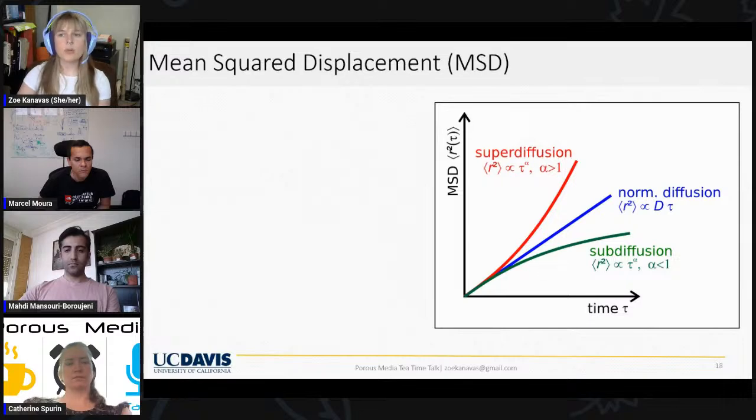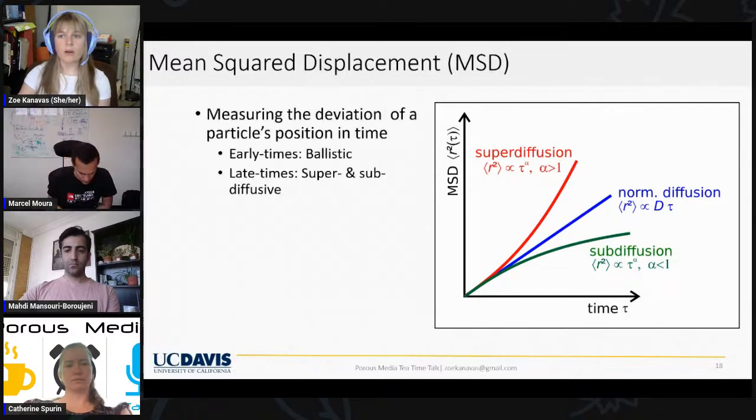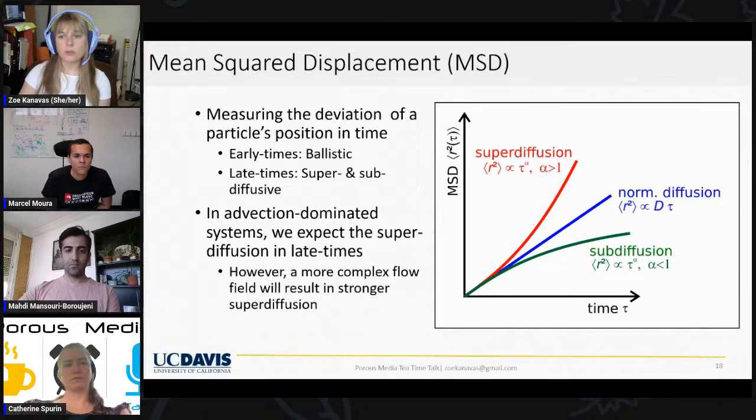Now, we will continue probing the transport features in this system with the mean squared displacement, a measure of the deviation of a particle's position over time. At early times, we expect to see ballistic motion, and in late times, we expect to see either normal diffusion as defined by Fick's law, or anomalous transport either in the form of superdiffusion or subdiffusion. In advection-dominated systems, we expect the superdiffusion in late time. However, a more complex flow field will result in stronger superdiffusion.